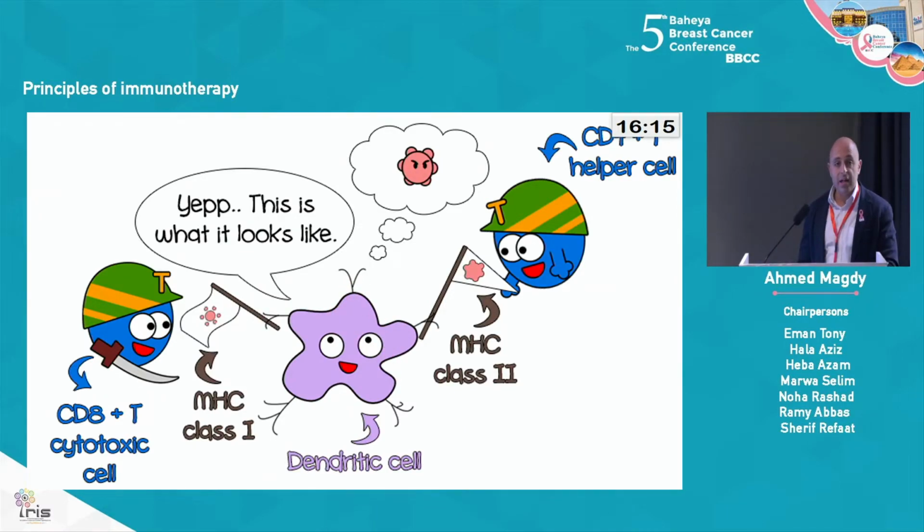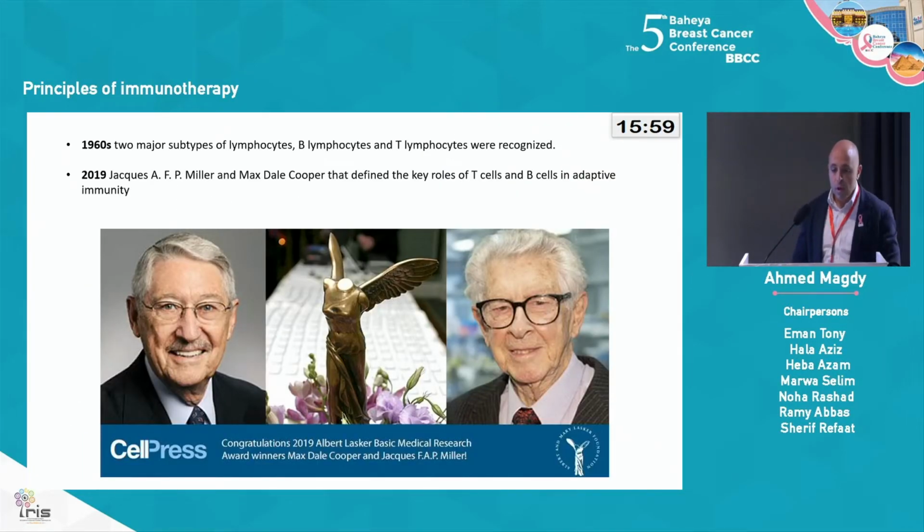The dendritic cell's main function is presenting the antigen to the T cells. B cells go and attack the antigen directly. However, T cells need the dendritic cells to identify which antigen to attack. All of what I just mentioned, the basics of our immune system, got those 2 gentlemen the Nobel Prize in 2019, but they were talking about this in 1960, when we discovered that we have something called the B cells and the T cells.